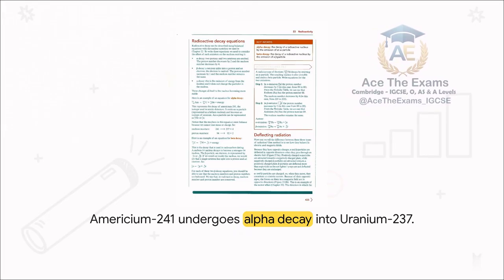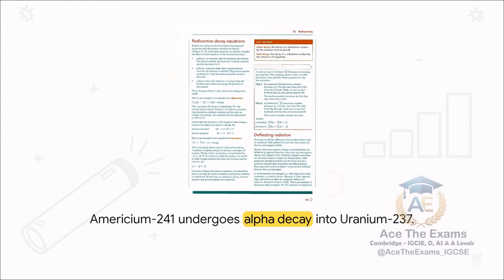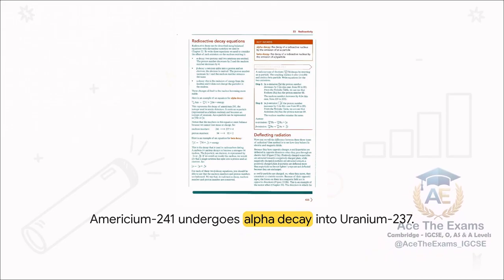We start with americium-241. Its proton number is 94. It emits an alpha particle. So subtract 4 from 241, you get 237. Subtract 2 from 94, you get 92. If you look at your periodic table, atomic number 92 is uranium.